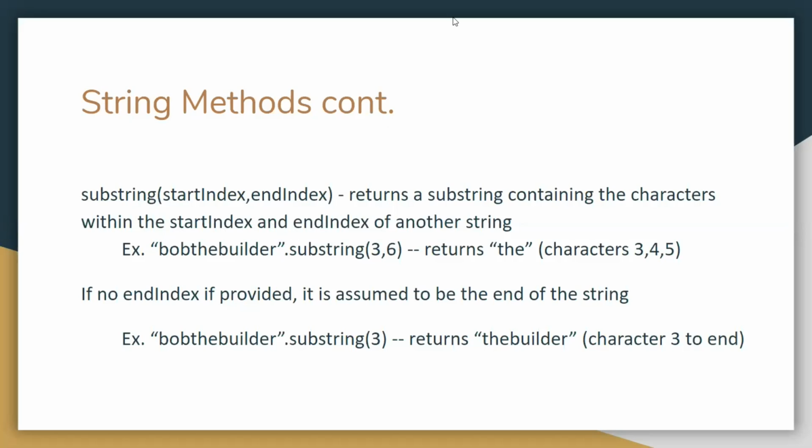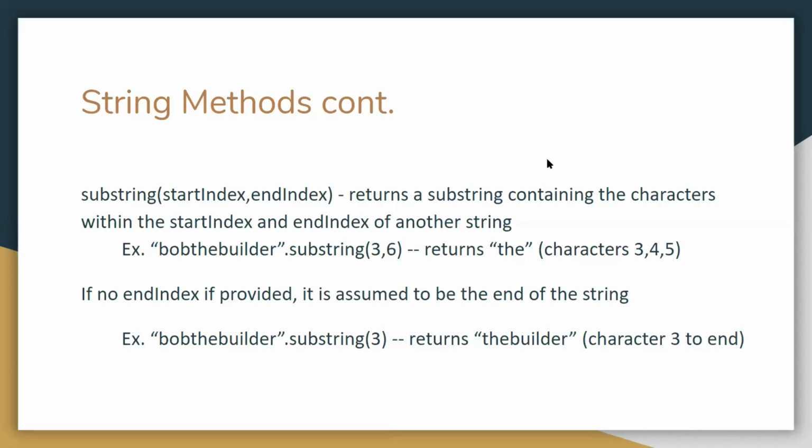So if we do "Bob the Builder".substring(3, 6), basically what this method does is take every character from the start index to the end index - 1 and output it as a substring. For this instance, the end index - 1 would be 6 minus 1, which is 5, and the start index would be 3. So the characters 3, 4, and 5 are outputted, and this refers to "the".